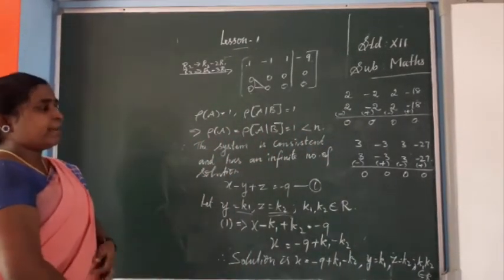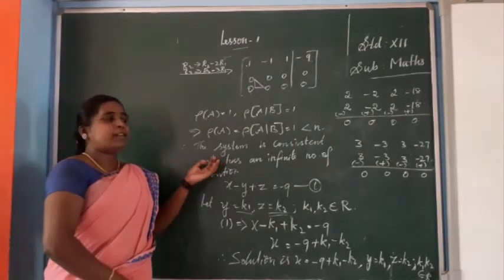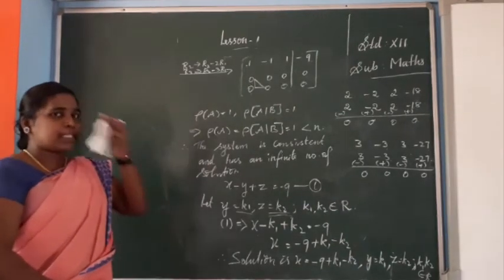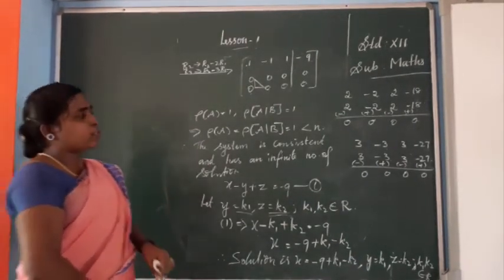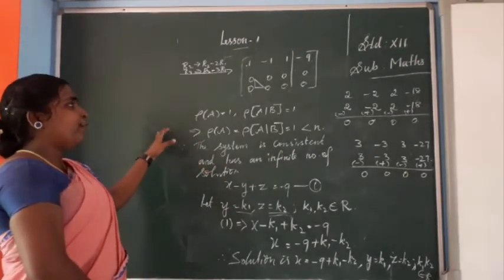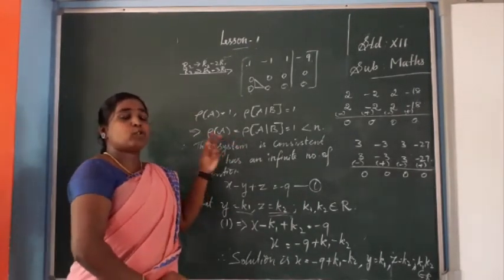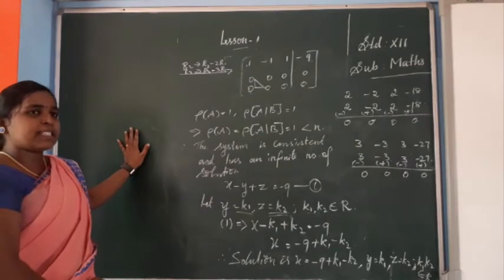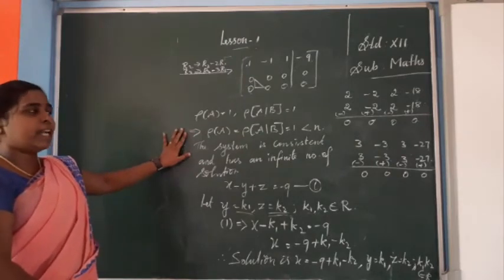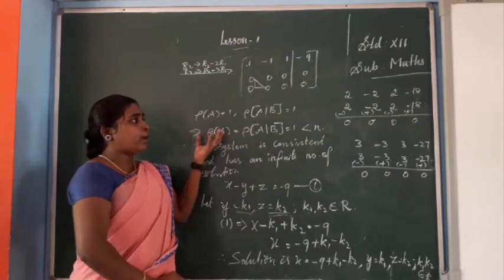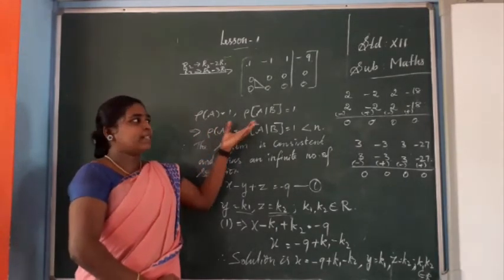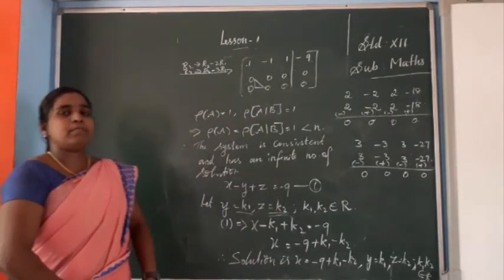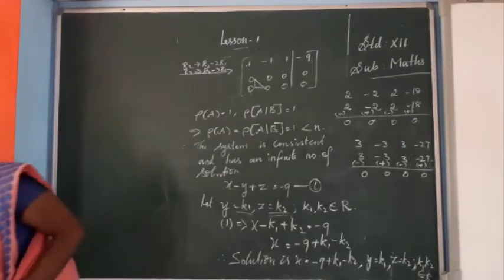Are you clear? 3 types we have seen. First type is rank of A equal to rank of AB equal to 3, that is equal to the number of unknowns. Therefore the system is consistent and has a unique solution. Second type is rank of A equal to rank of AB equal to 2, but it is less than the number of unknowns. So the system is consistent and has an infinite number of solutions. And third type is rank of A equal to rank of AB equal to 1, but it is less than the number of unknowns. So the system is consistent and has an infinite number of solutions. Okay, next, the last fourth type we are going to see.